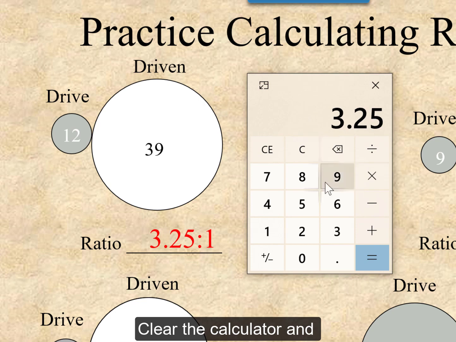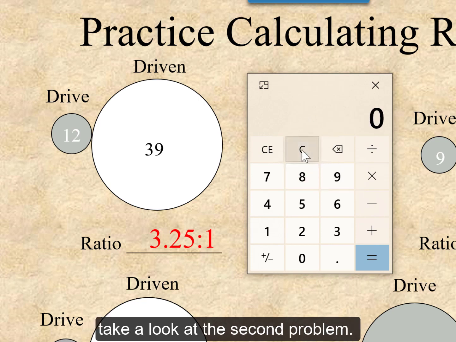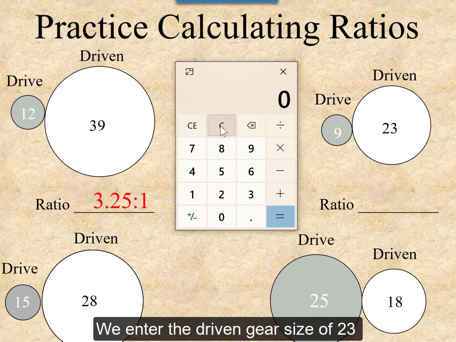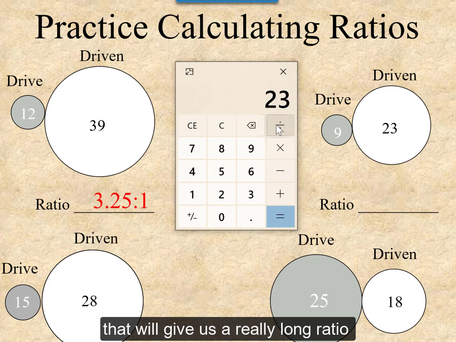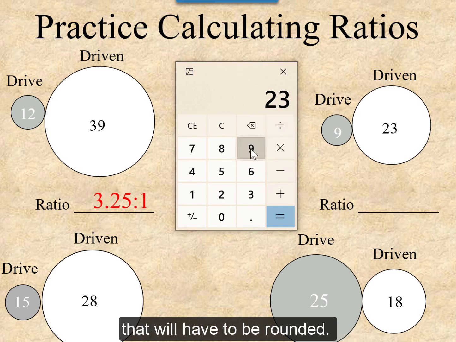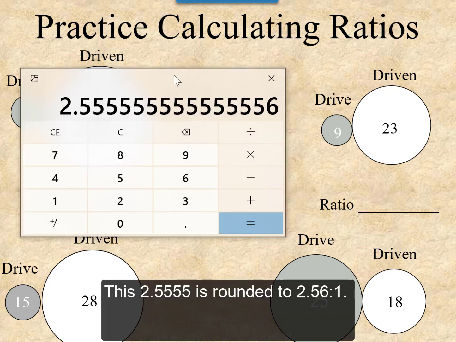We're going to clear the calculator and take a look at the second problem. We enter the driven gear size of 23 divided by the drive gear size of 9. That will give us a really long ratio that will have to be rounded. This 2.5555 gets rounded to 2.56 to 1.